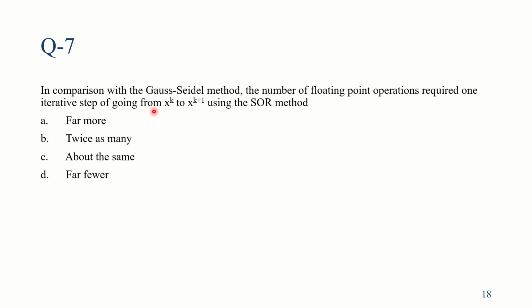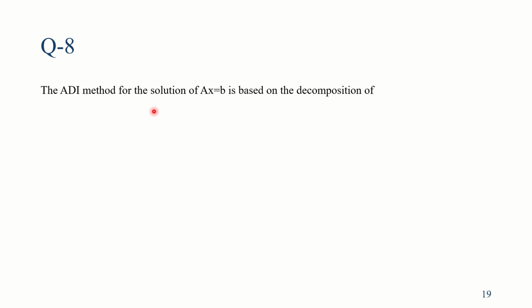So there is no way which should be reducing or increasing the number of floating point operations happening in the SOR method compared with the Gauss-Seidel method. So we can say that both are having the same floating point operations. So it is about the same. Option C is the right answer.